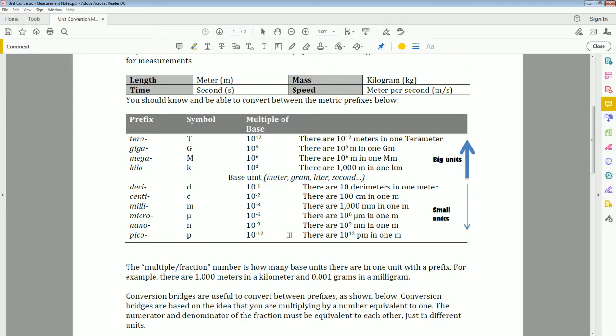We have to understand something called a conversion rate. The best way to think about a conversion rate is as a multiple divided by a fraction. The number is how many of the base units are in one unit with that prefix. For example, there are 1,000 meters in 1 kilometer. Likewise, there is 0.001 grams in 1 milligram. Again, the number is how many of that base unit is in one of that prefix. It's going to make more sense once we go over an example.